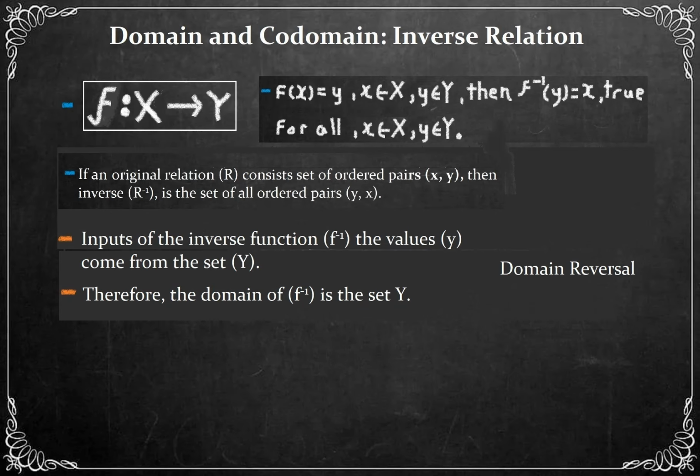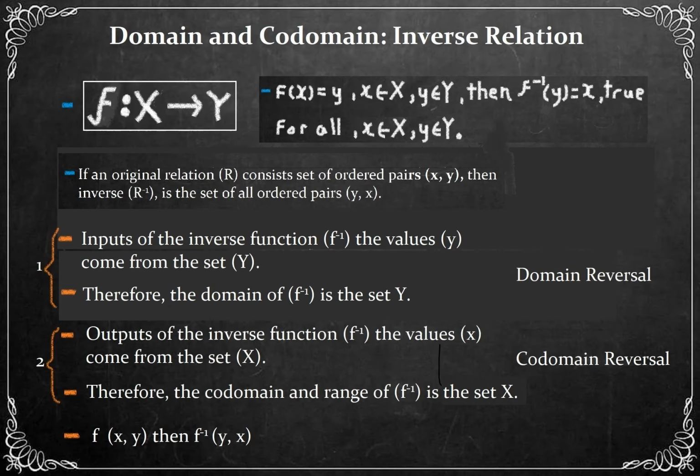First orange bullet. The inputs of the inverse function f inverse are the values y that come from the set capital Y. Given what we just said, therefore, the domain of f inverse is the set Y. This is exactly the codomain and range of the original function f. Together they describe the domain reversal.